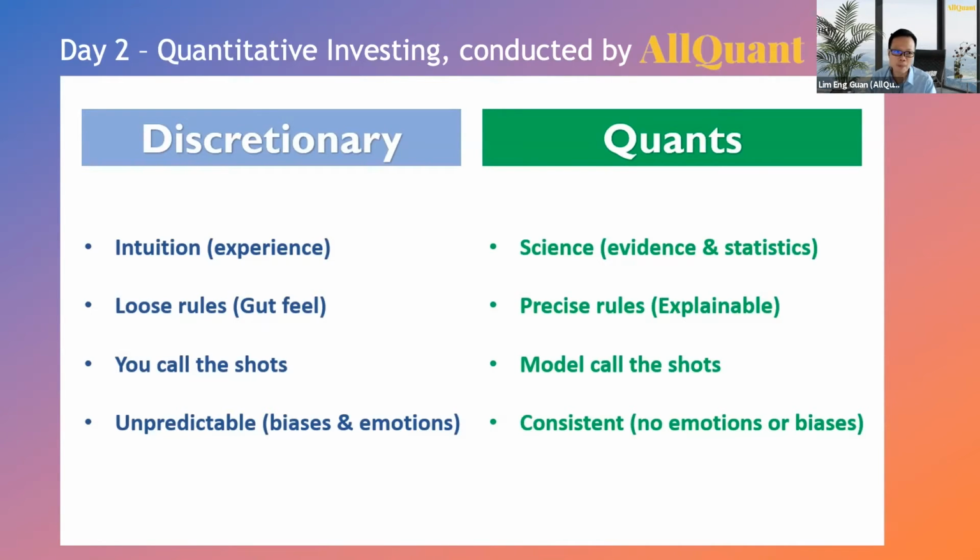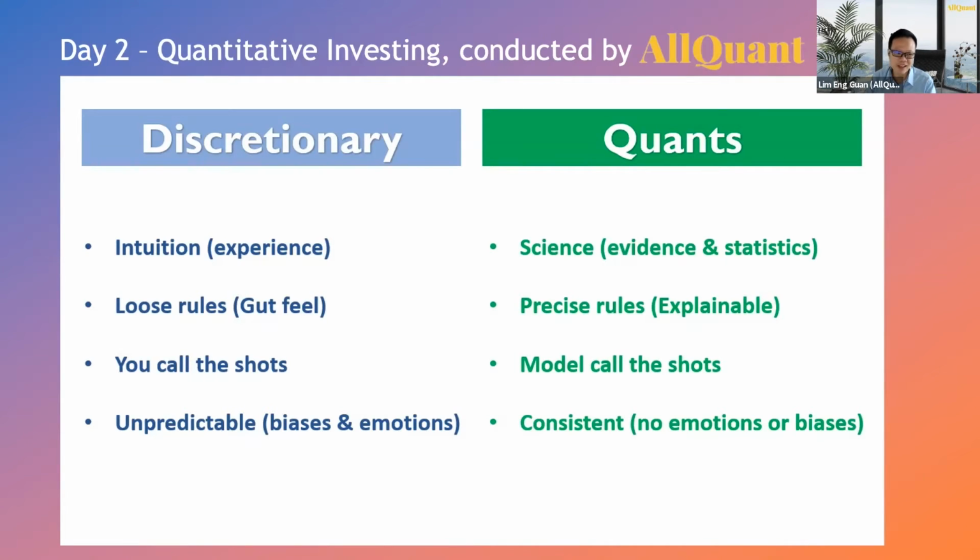The third point is very obvious. If you're a discretionary investor, you will be the one to pull the final trigger: what to buy, what to sell, how much to buy, how much to sell, and when to buy, when to sell. So you'll be the one calling the shots. But with quants, or the hardcore quants, all of these are determined by the model. The model is going to tell you what to buy, what to sell, how much to buy, how much to sell, and when to buy, when to sell. So the model is the boss here.